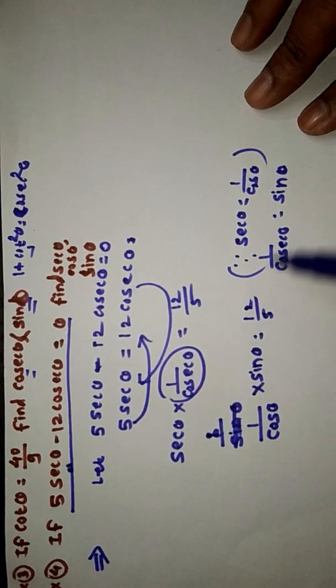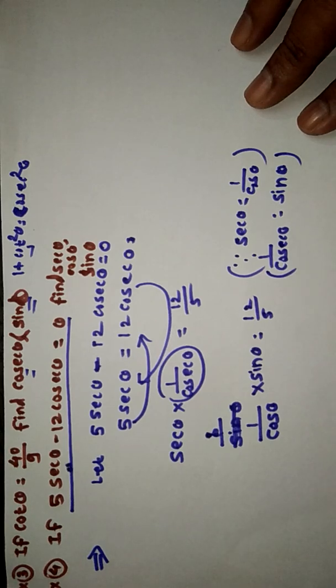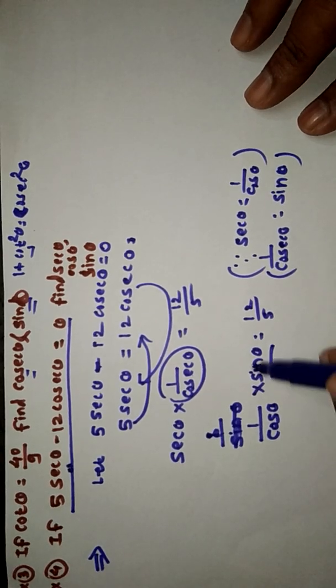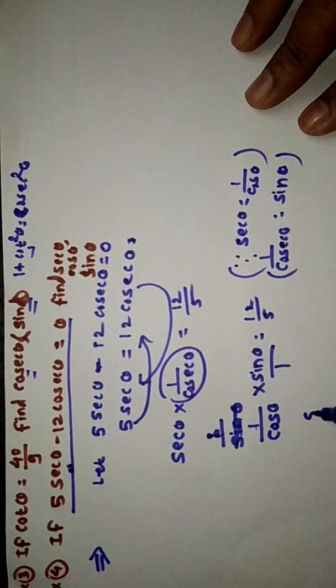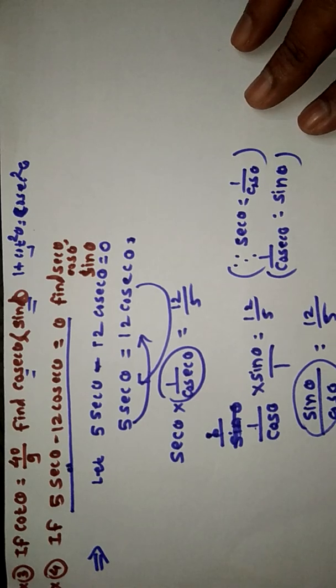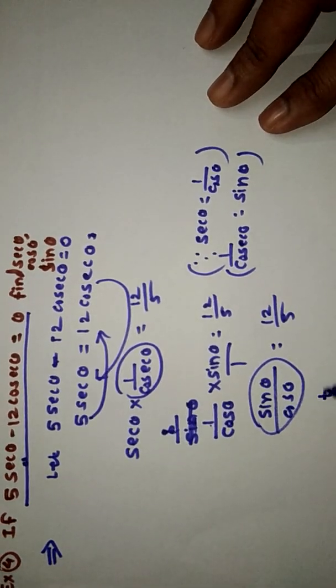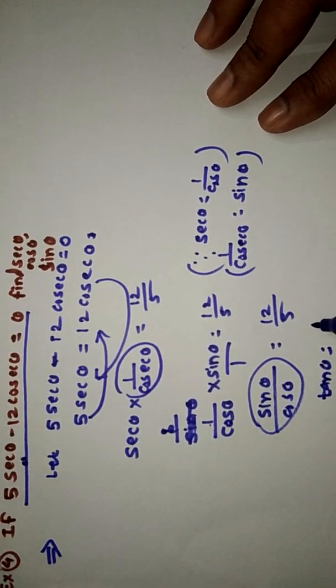On the right hand side, write it in this bracket. Now sin theta into 1, cos theta into 1, means sin theta upon cos theta is equal to 12 upon 5. Sin upon cos, this identity gives tan theta. So tan theta is equal to 12 upon 5.